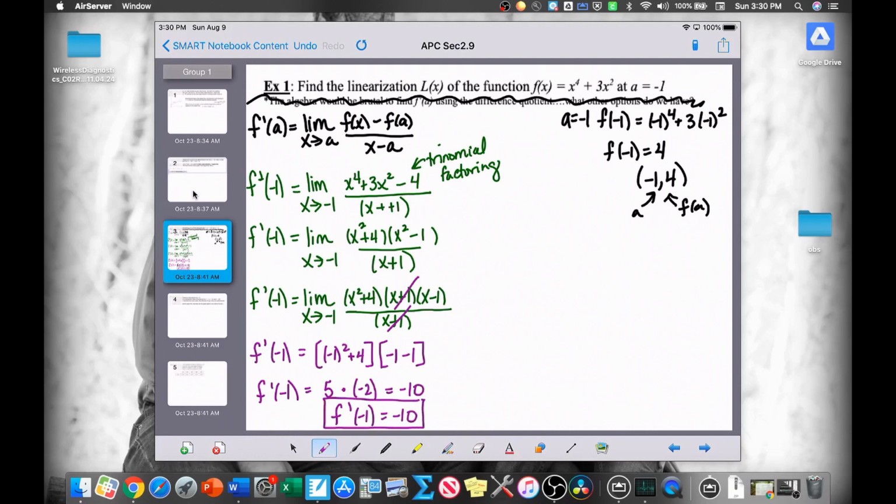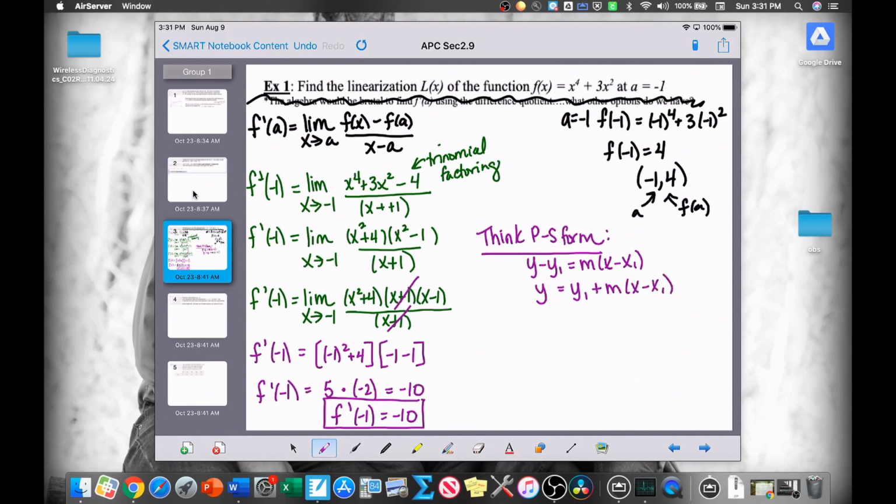So now the next step is going to be, we are going to think point slope form here. We know our point slope form is y minus y1 equals m parentheses x minus x1. And if we were to solve that for y, we would just be adding that y1 to the other side. So y would be equal to y1 plus m times x minus x1.